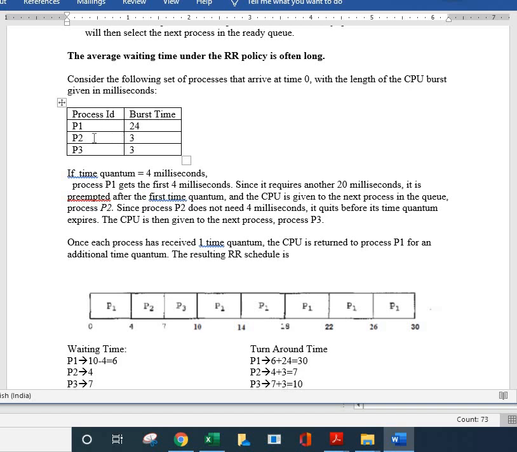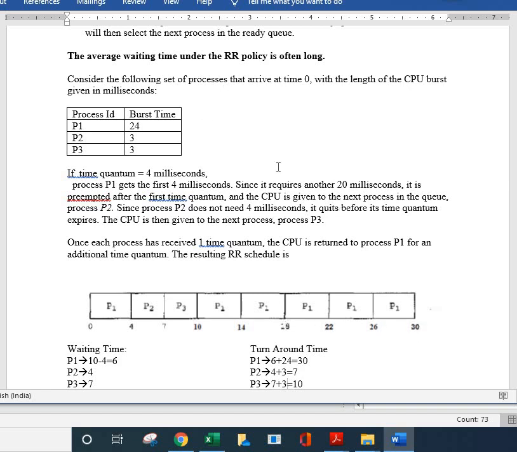Obviously these two processes, P2 and P3, have completed. It's only P1 which will be there in the ready queue for execution. So the next time quantums will be allocated to P1 itself. The next time quantum will be allocated to P1 for up to 4 milliseconds, since there is no other process in the ready queue. So the same P1 will get the chance to execute in the further quantums. It will be completing at the 30th millisecond.